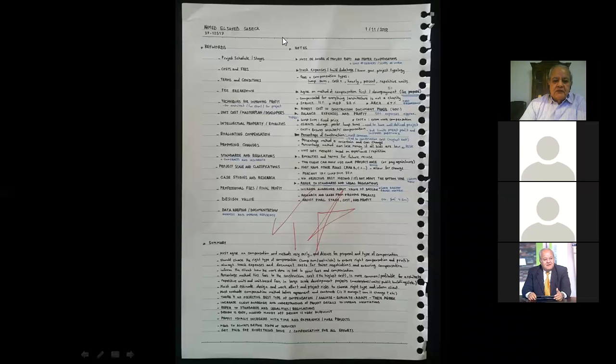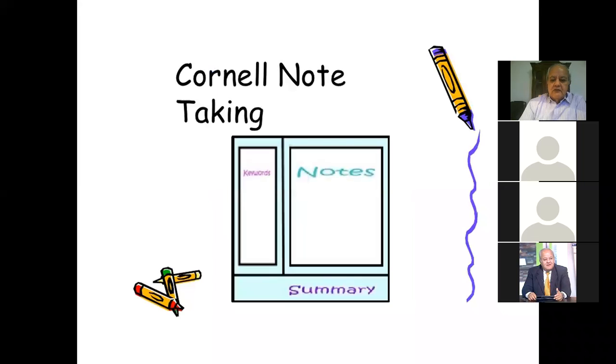As you see, he divided the paper into 1/3 and 2/3. These are the keywords that he learned during the lecture, and these are the notes. And on the bottom, you find the summary. So this is what is done in the Cornell notes. Is that clear to all of you?